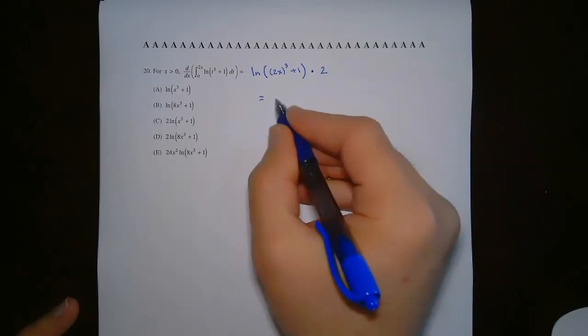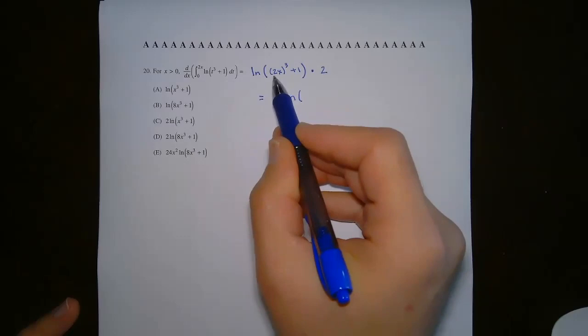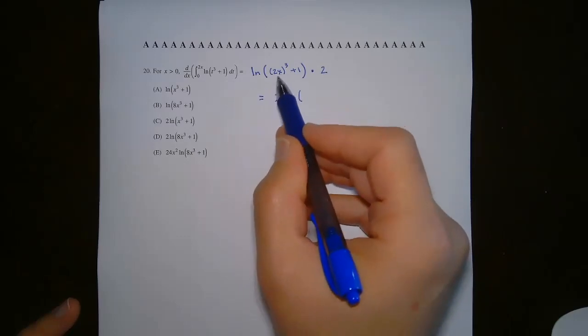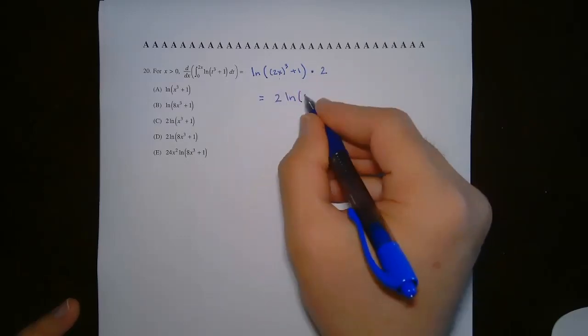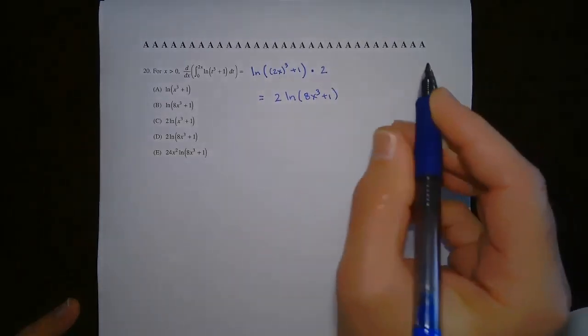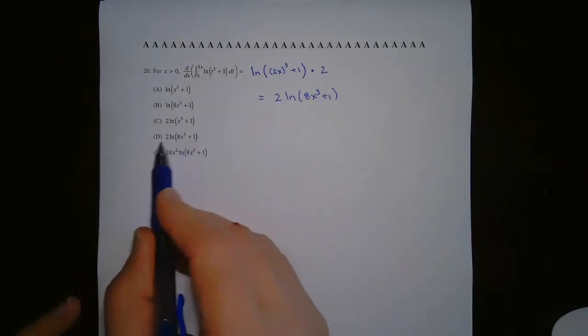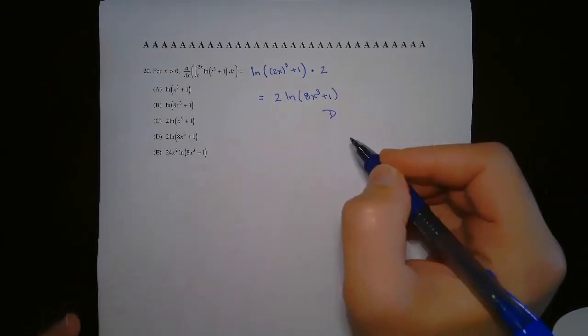Cleaning this up, this would be 2 natural log of, and 2x cubed is 2 cubed x cubed, so that's 8x cubed, plus 1. The correct answer for that one is D.